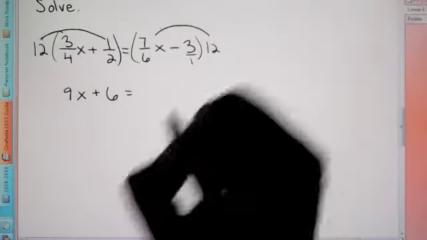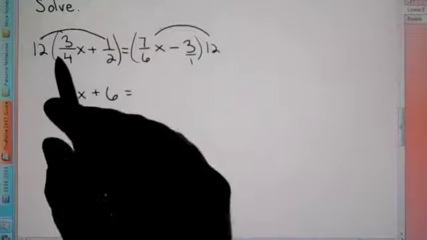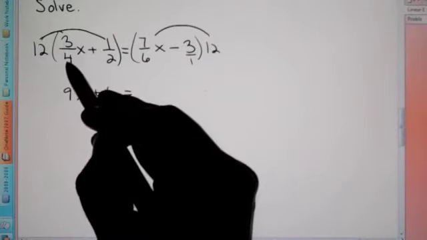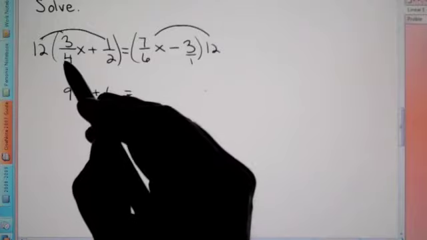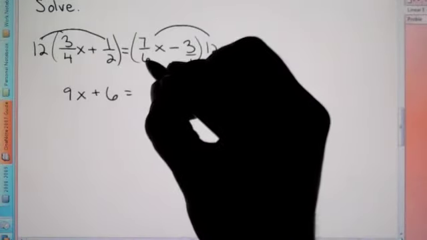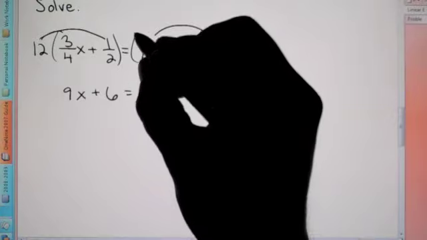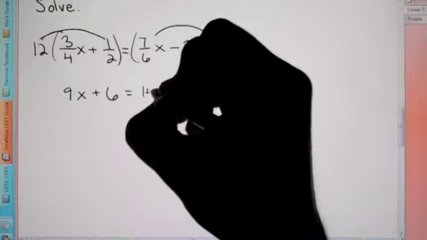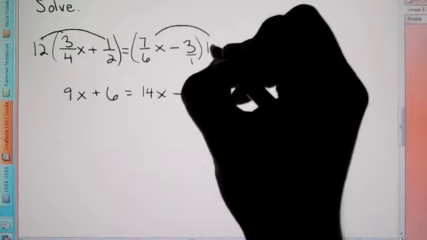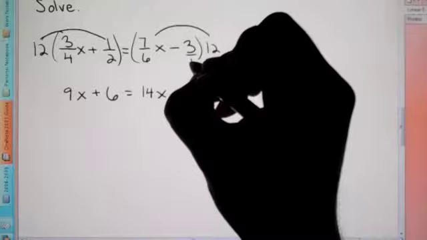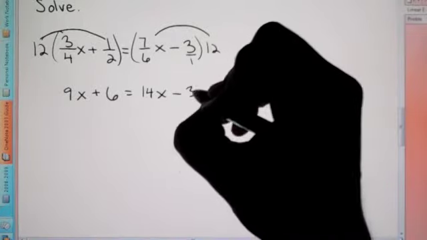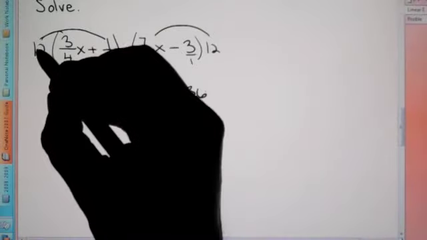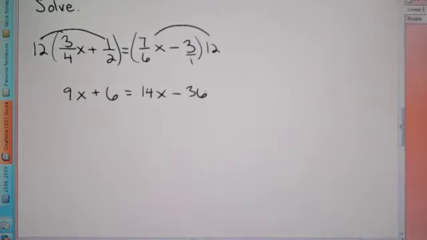Now we can distribute on this side as well. I did it one way on the other side, so I'm going to do it a little different here. You can either multiply by the numerator, then divide by the denominator, or you can start with the denominator first. 12 divided by 6 is 2. 2 times the top, 2 times 7 is 14. And again, 12 divided by 1 is 12, times 3 is 36. So there's two ways of doing it: multiply the top, divide by the bottom, or divide by the bottom, then multiply by the top. Same answer if you do it correctly.